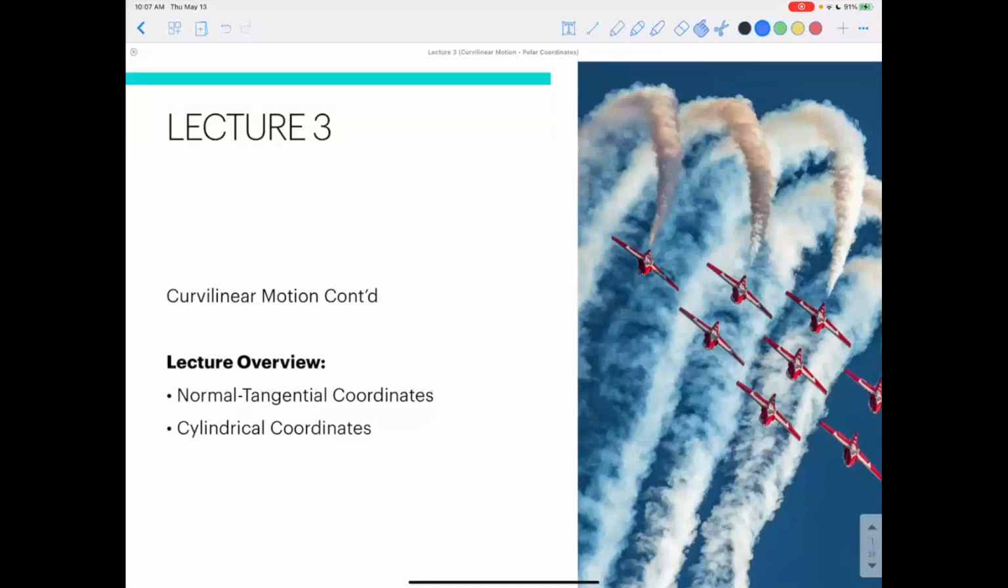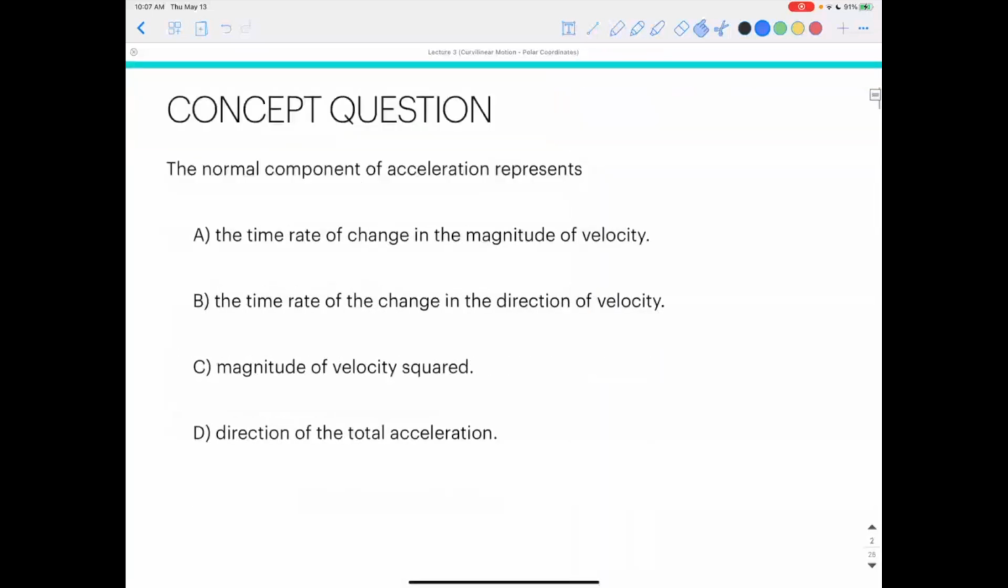So what are those? First, let's just start off with a question, to see if we've been reading along at all. When we talk about normal and tangential components of acceleration and velocity, the normal component of acceleration represents what? The time rate of change in the magnitude of the velocity, the time rate of change in the direction of the velocity, the magnitude of the velocity squared, or the direction of the total acceleration.